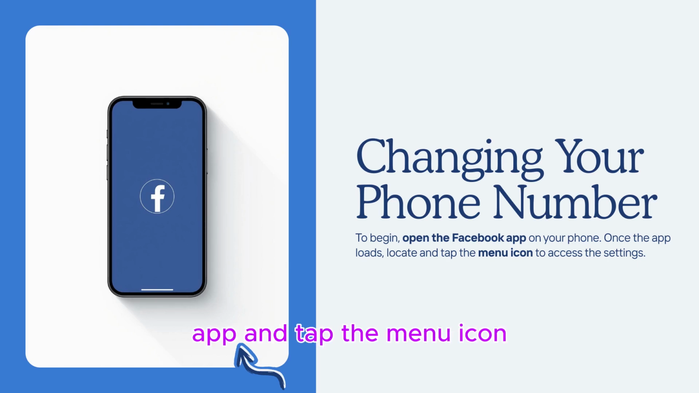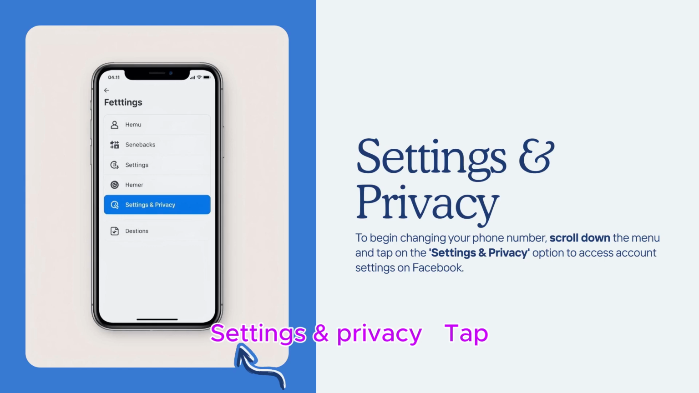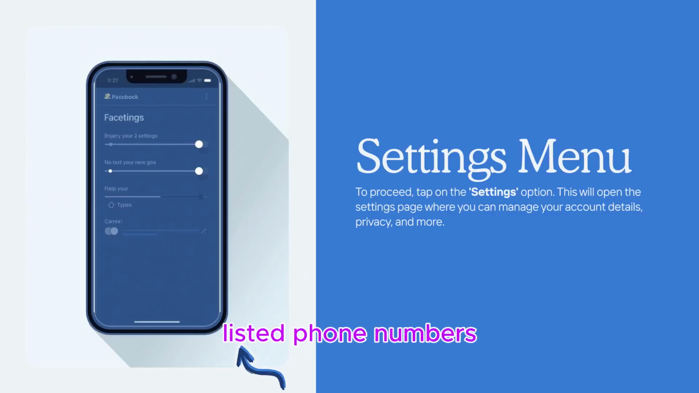Open the Facebook app and tap the menu icon. Scroll down and tap Settings and Privacy. Tap Settings. Now tap Personal and Account Information. Tap Contact Info. Here you will see your listed phone numbers.